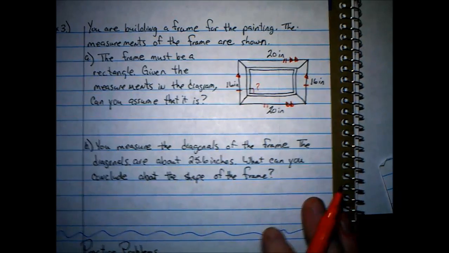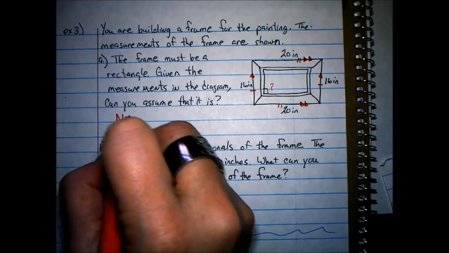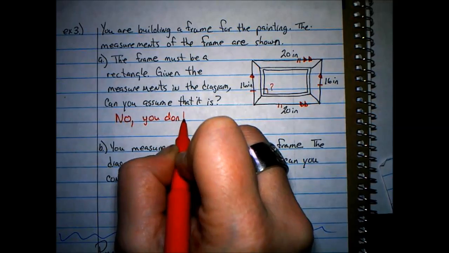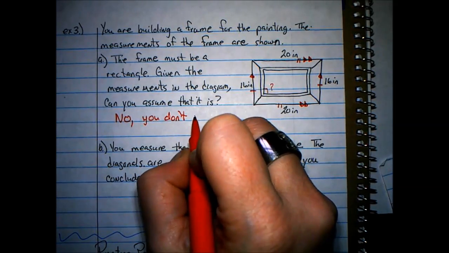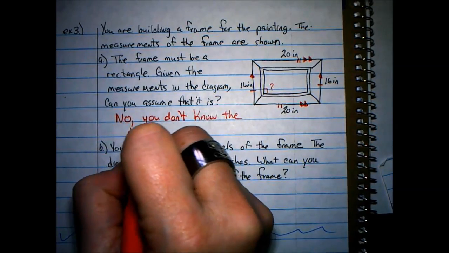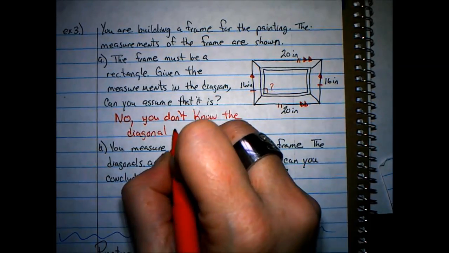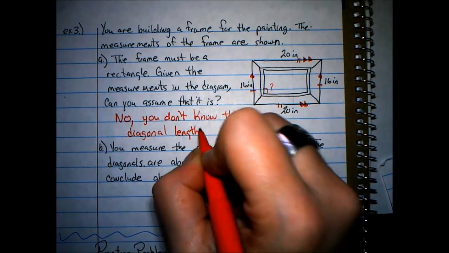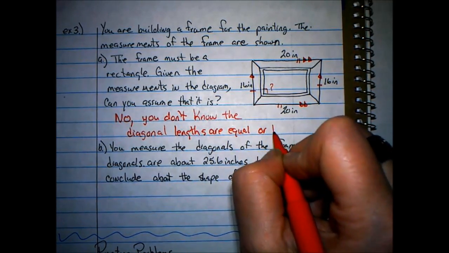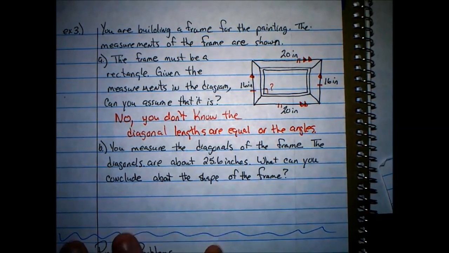So can you assume it is a rectangle? I would say no. You don't know the diagonal lengths are equal, or the angles. You don't know either one of those concepts, so no, you cannot say that.